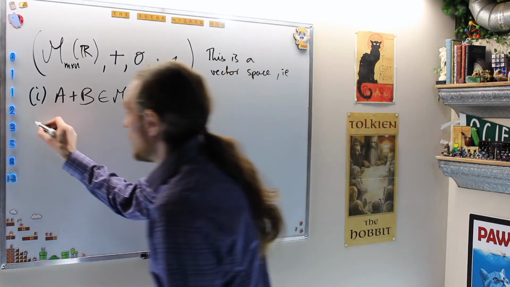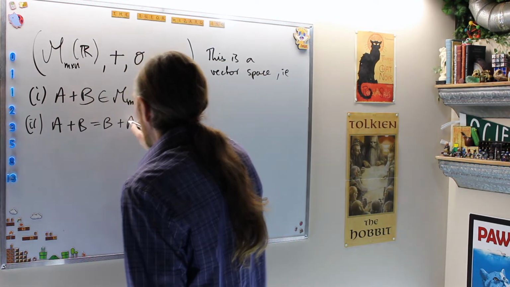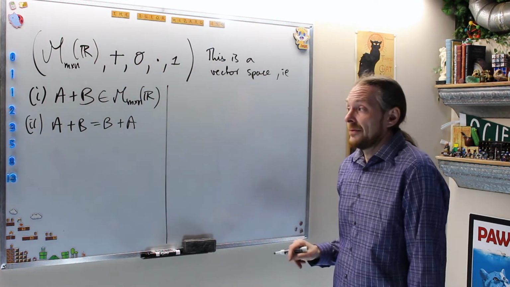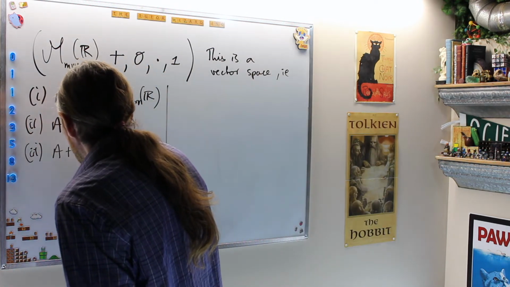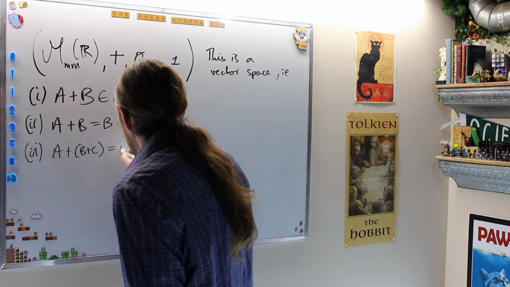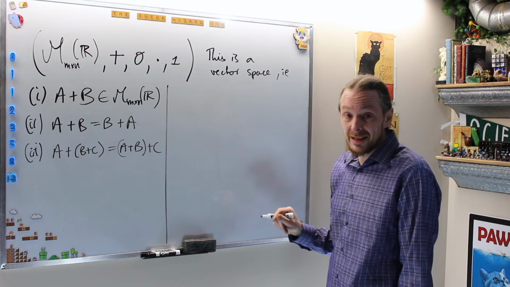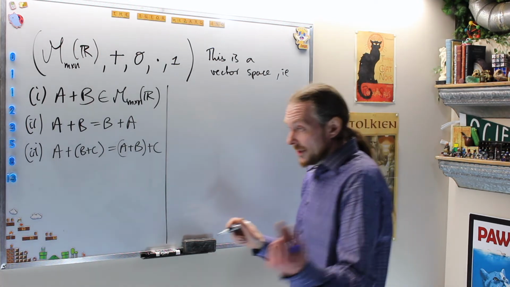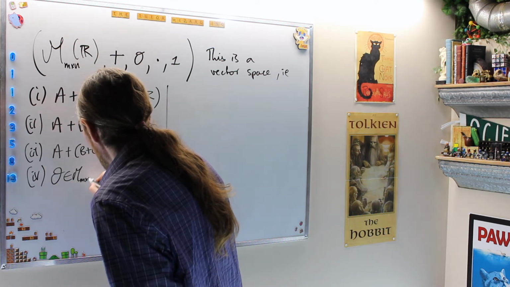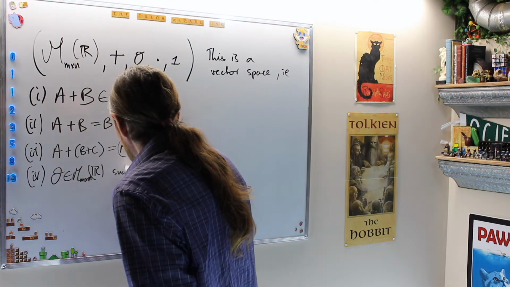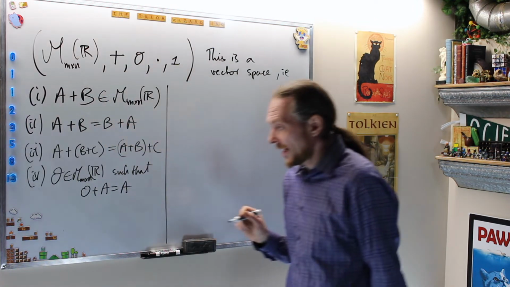Closure. 2, when I add two matrices, it doesn't matter which order I do this in. Matrix addition is commutative. 3, if I add 3 of these things, it doesn't matter whether I start at the front or the back. We have associativity of addition for matrices. 4, we just introduced this. There's a 0 in M_m×n(R) such that what? 0 plus A equals A for every matrix.